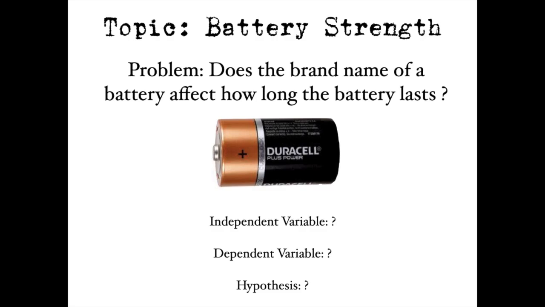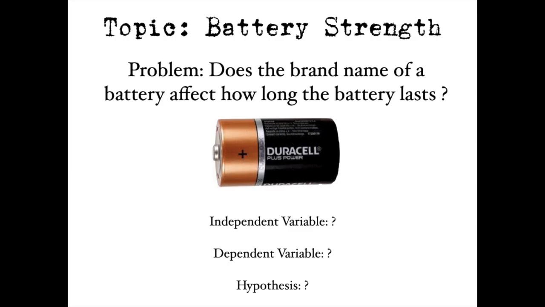So let's look at the question again. Does the brand name of the battery impact how long the battery lasts? Now the independent variable is what's going to be changed. Remember, I can only have one type of variable. So I'm only focusing on batteries here. I'm going to have one battery by itself, normal. That's the control.